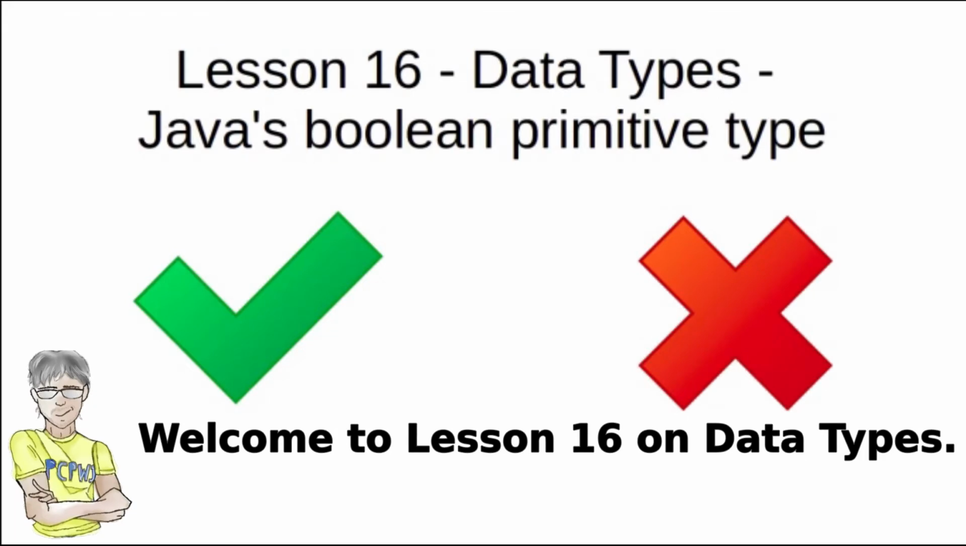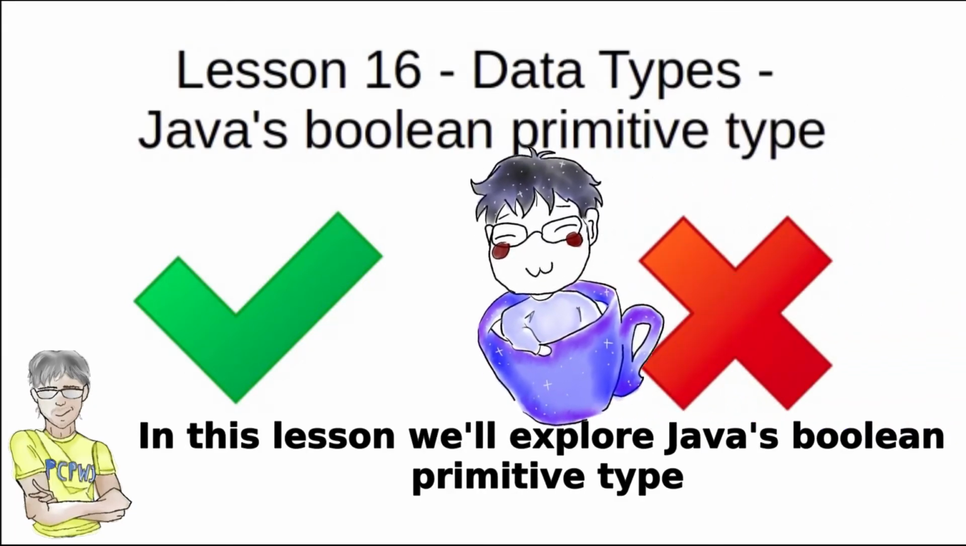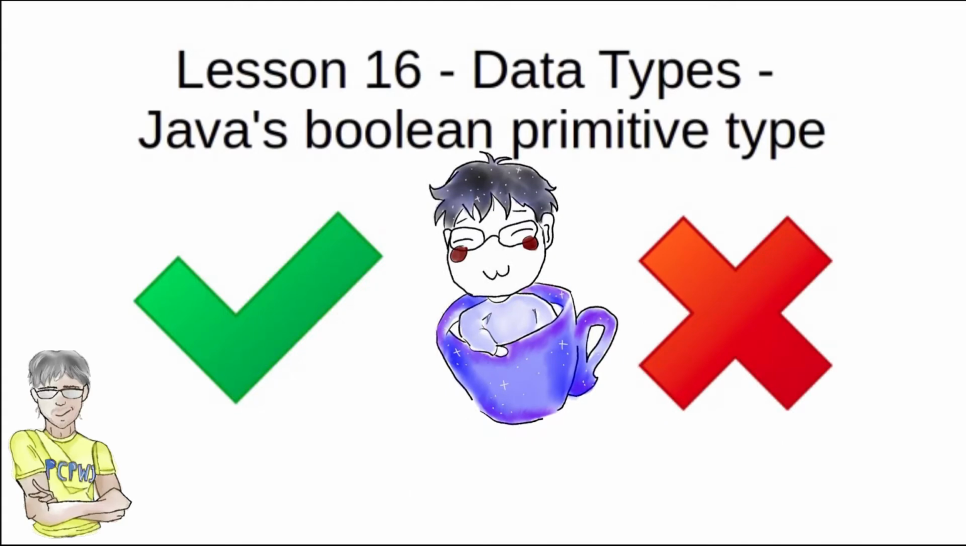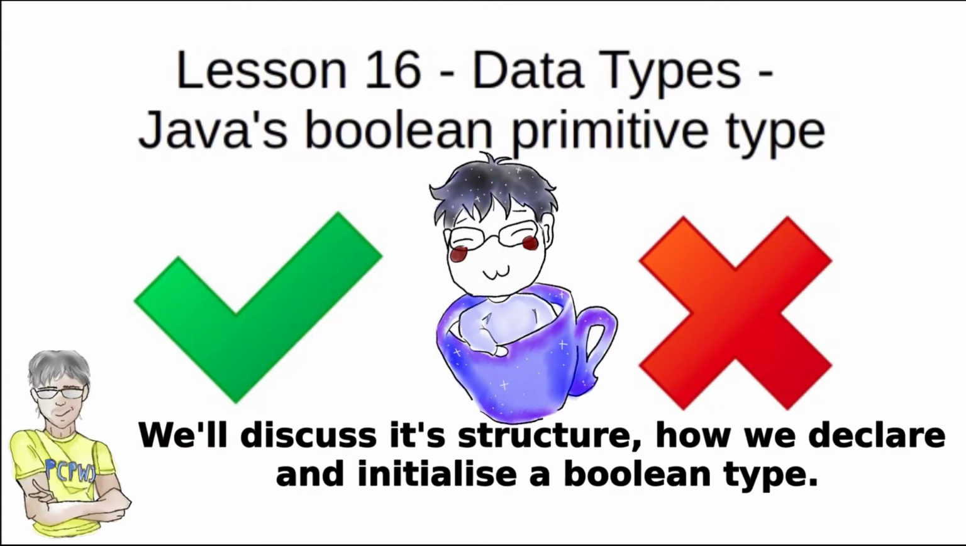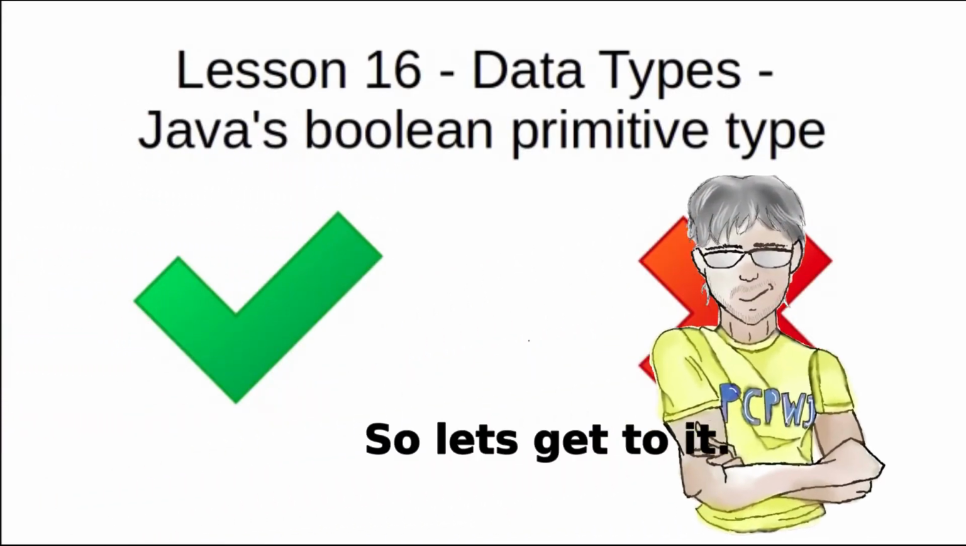Welcome to lesson 16 on data types. In this lesson we'll explore Java's Boolean primitive type. We'll discuss its structure, and how we declare and initialize a Boolean type. So let's get to it.